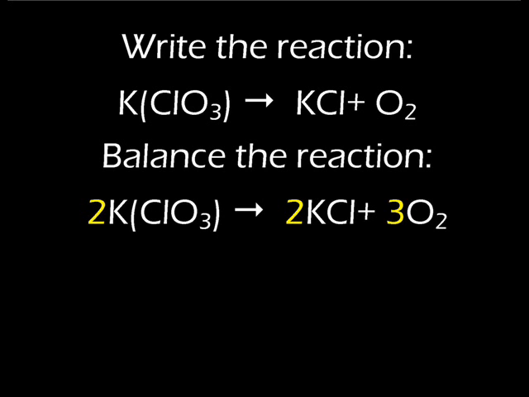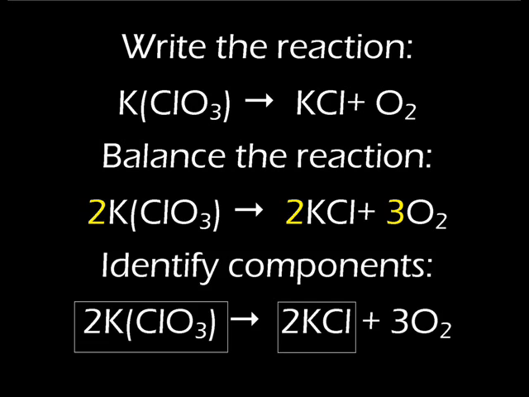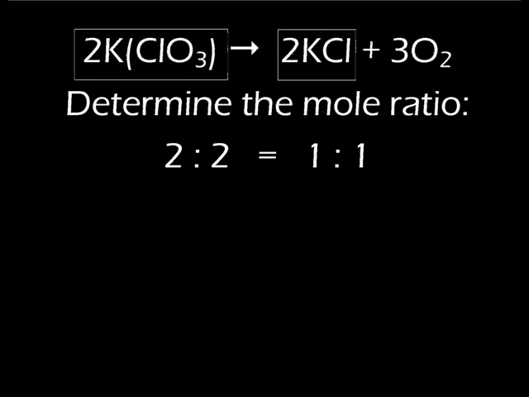Note that we'll insert a 2 in front of the potassium chlorate, a 2 in front of the potassium chloride on the product side, and then a 3 in front of the oxygen on the product side. Let's identify the substances that we're interested in in this reaction. We'll put a box around the potassium chlorate and then a box around the potassium chloride. This helps us determine the mole ratio, which is 2 to 2, which can be reduced to 1 to 1.